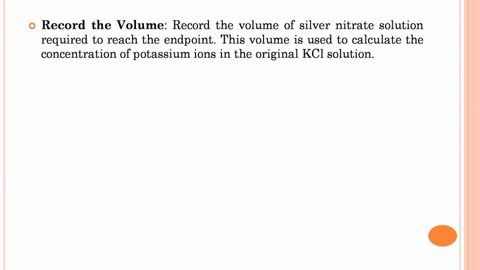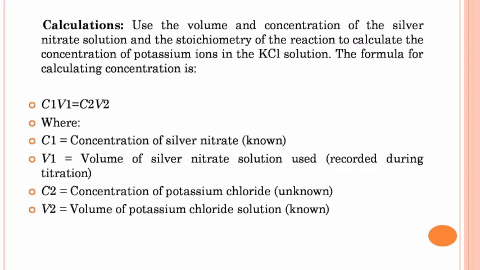Seventh, record the volume. Record the volume of silver nitrate solution required to reach the endpoint. This volume is used to calculate the concentration of potassium ions in the original KCl solution. Calculations. Use the volume and concentration of the silver nitrate solution and the stoichiometry of the reaction to calculate the concentration of potassium ions in the KCl solution.